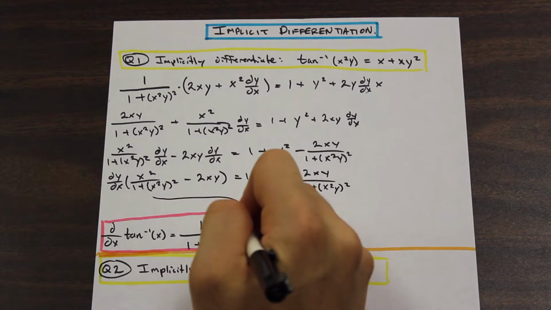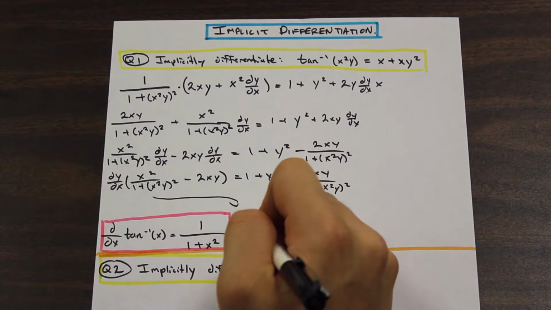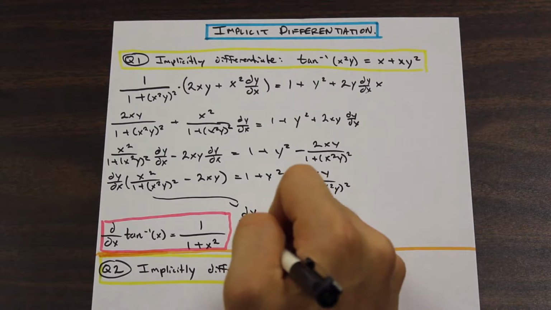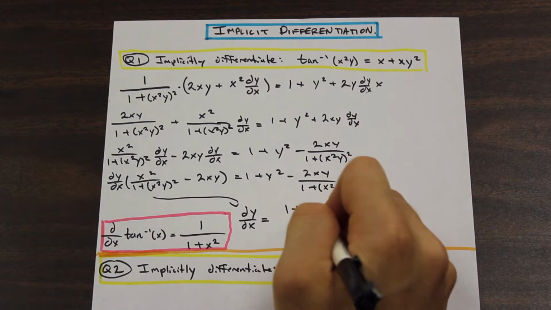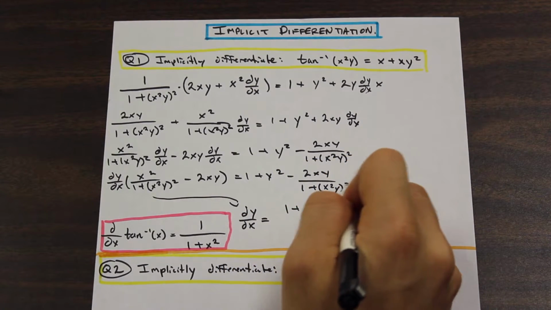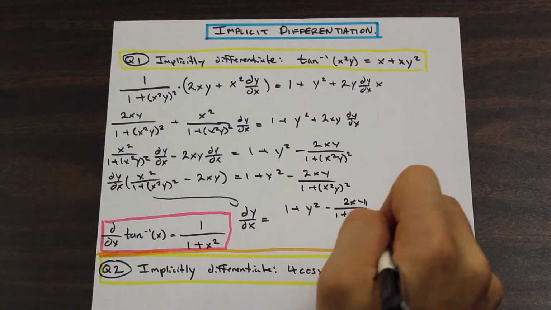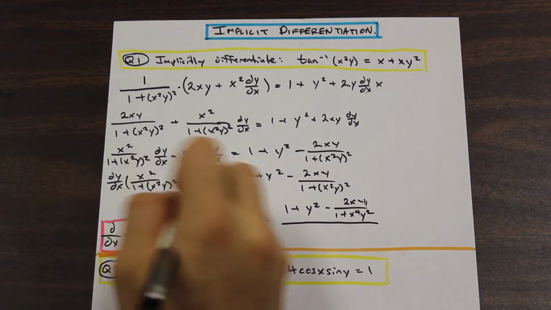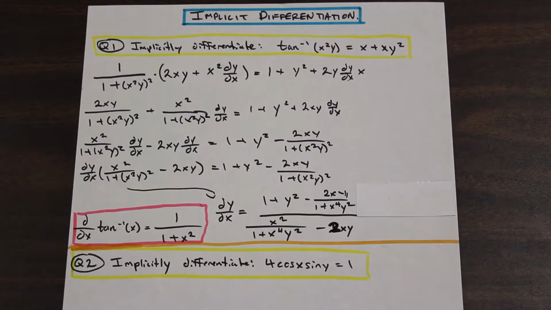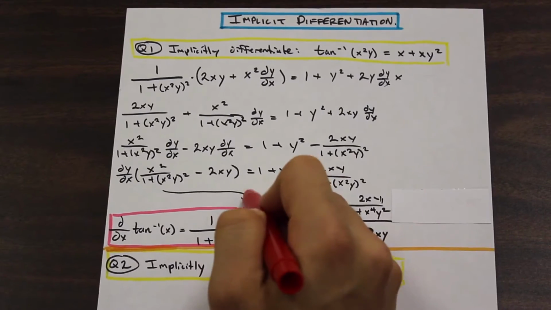And I'm just going to come down here. We have a little more space. So dy by dx is equal to 1 plus y squared, and I'm going to just distribute this square now. And that is divided by this term here. And there we have it. We've solved the question here. We've solved for dy by dx.